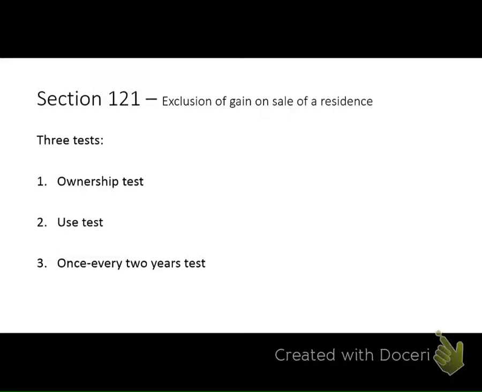Here's our 121 exclusion of gain on the sale of a principal residence. You have your 3 tests, ownership, use, and once every 2 years. But that's property transactions. So if you take the time and you move through it, you try to master it. Again, the point isn't that you know how to do all the math. The point's that you understand what's going on, right? And you demonstrate that you understand what's going on by doing all the math. So I guess it works out.